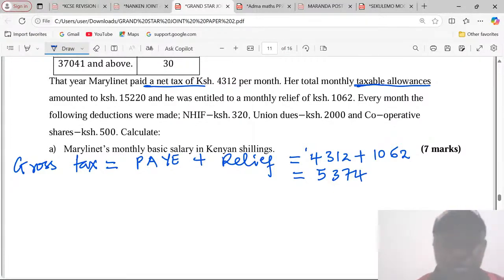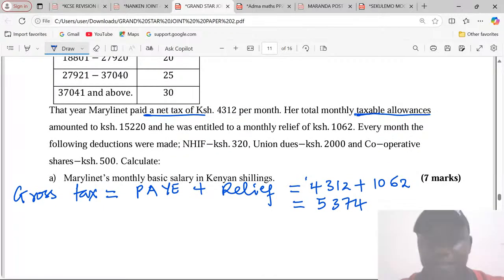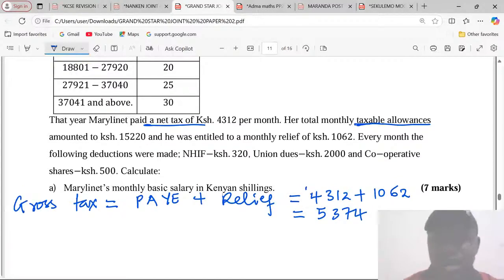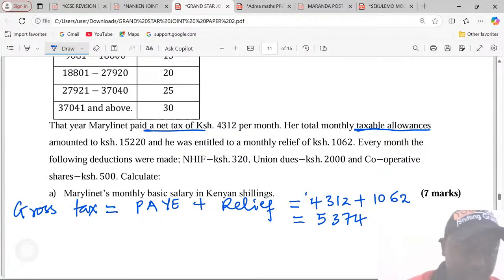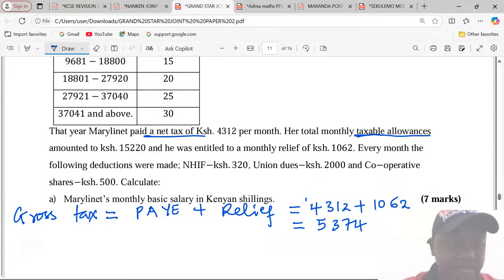5374. So this is the gross tax that Madam Marylinet would have paid if it were not for the relief. And that is why we are picking the net tax and we add back the relief so that we may know the total taxable pay for Madam Marylinet. Now we're going to tax unknown amounts until we get a tax of 5374. Let's go.